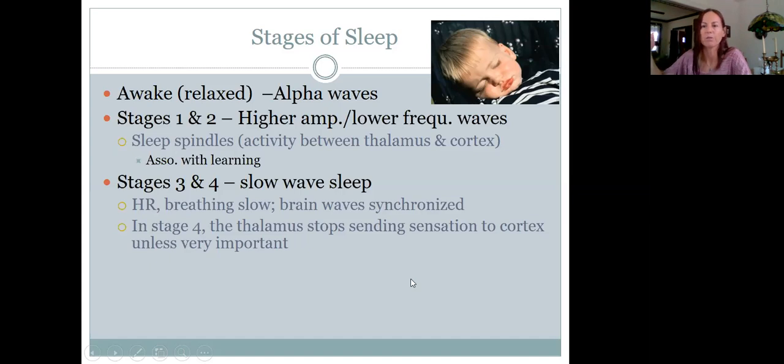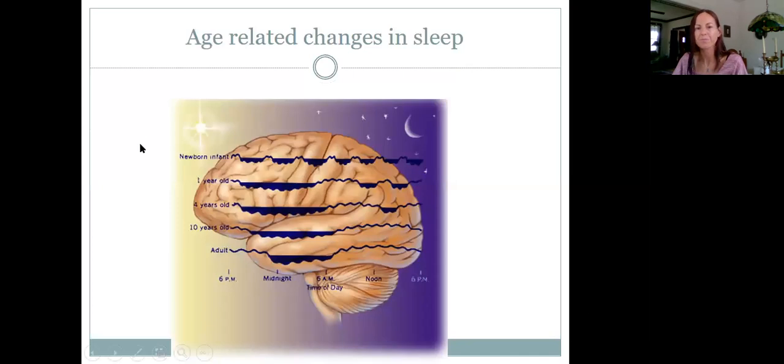Even if there's noise in the room or whatever, the thalamus stops it before it goes to the cortex. Now, if you're very prepared for a particular noise, for example, you have to wake up and go to the airport and you're waiting for that alarm clock, then it'll send that through. Your thalamus has a way of knowing when it's very important. If you have a baby, for example, and the baby cries, even if you're in stage 4 sleep, you'll hear that. But in stage 4 sleep, we usually don't hear much if it's unimportant.